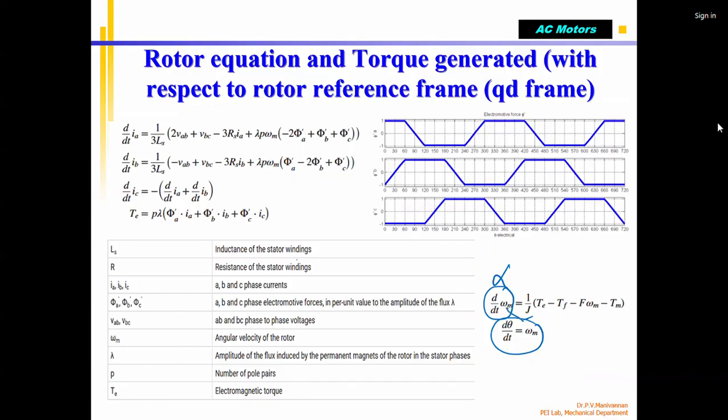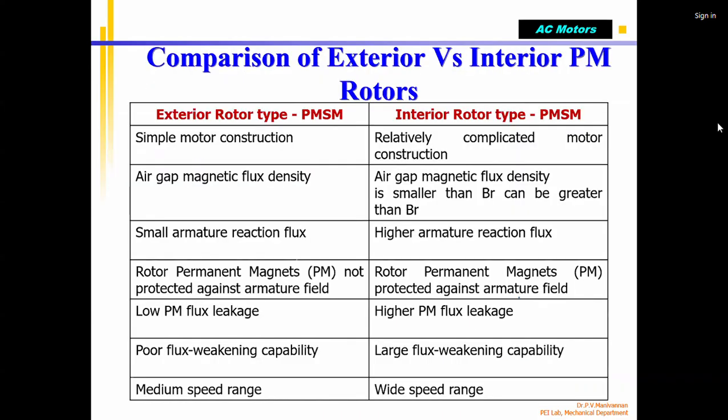In this case, omega m is equal to d by dt of theta, where theta is the angular displacement of the shaft. Correct? Angular displacement, differentiate, you will get the angular velocity. If you differentiate angular velocity again, you will get the acceleration. Okay, now that we saw this, please note down the comparison of different types of rotors.